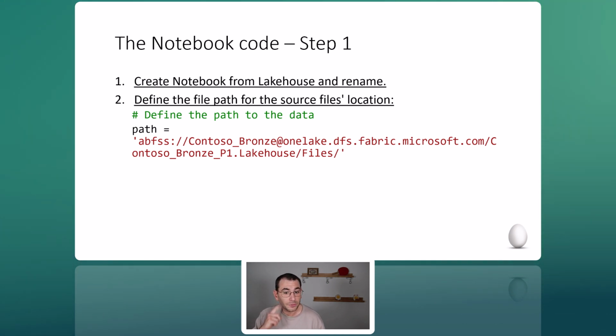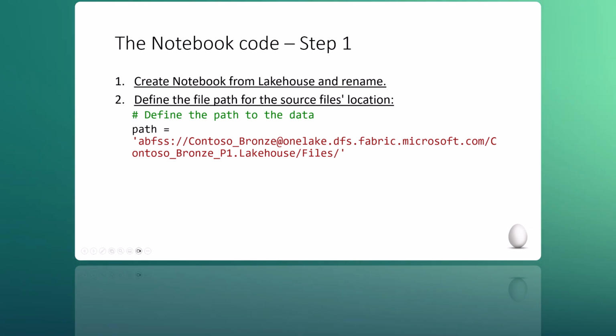And then we're going to define the file path location for source files. Well, it is already defined. We just have to get it. And to get it, we have to just right-click the location and find the ABFSS file. I'll show you that in a second.